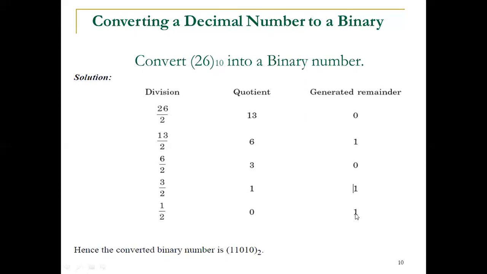The main thing here is that you have to decide the LSB and MSB. This position is the MSB and this is the LSB. According to this, your final answer is 1 1 0 1 0. In this way we can convert the decimal number 26 into its equivalent binary number.